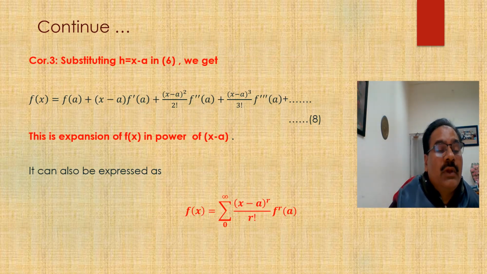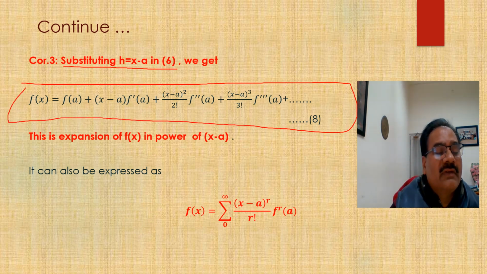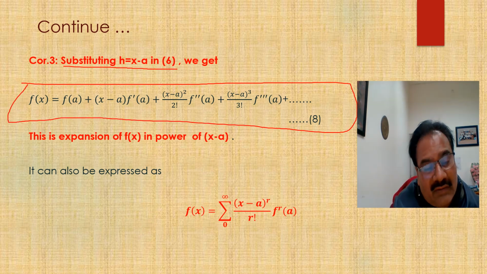Now, if you put h is equal to x minus a in the above equation, then you will get a very important formula, that is f of x is equal to f of a plus x minus a f dash a plus x minus a whole square by factorial 2 f double dash a plus x minus a whole cube by factorial 3 f triple dash a and so on.